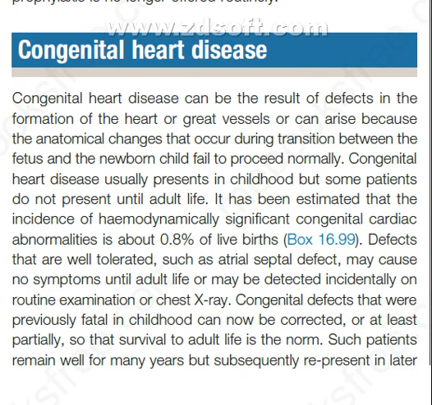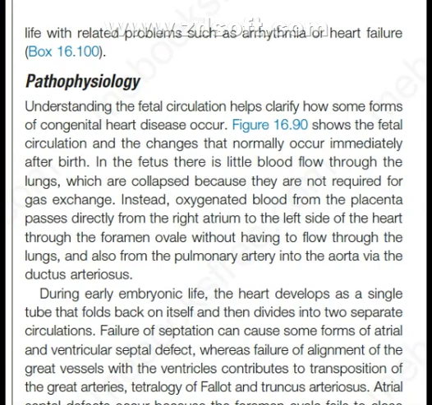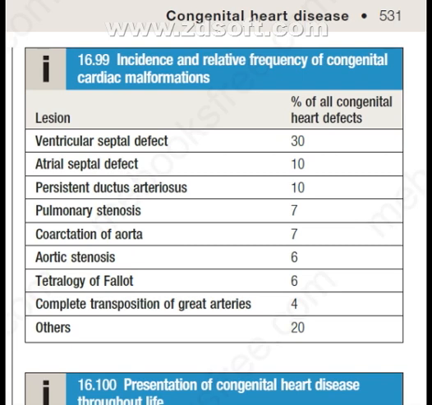Defects that are well tolerated, such as atrial septal defect, may cause no symptoms until adult life or may be detected incidentally on routine examination or chest X-ray. Congenital defects that were previously fatal in childhood can now be corrected, or at least partially, so that survival to adult life is the norm. Such patients remain well for many years but subsequently re-present in later life with related problems such as arrhythmia or heart failure.